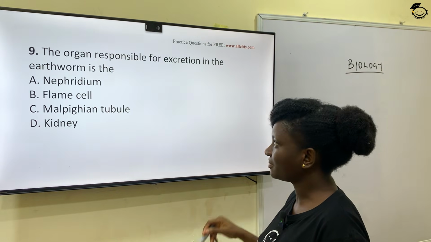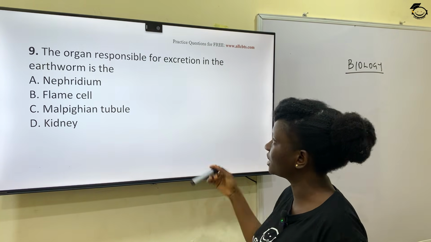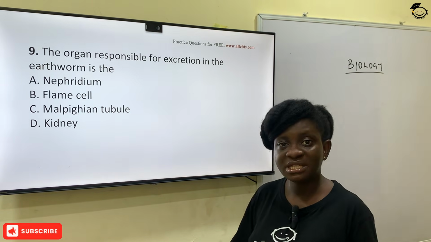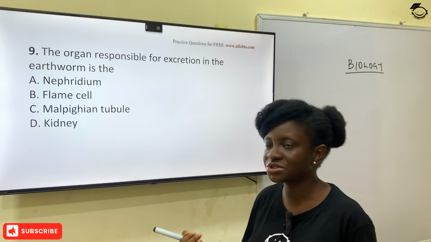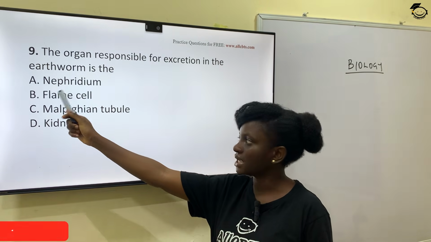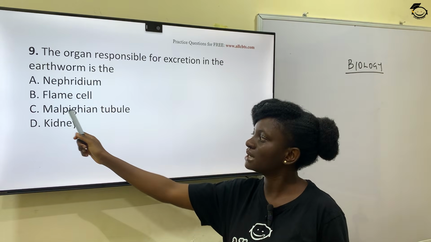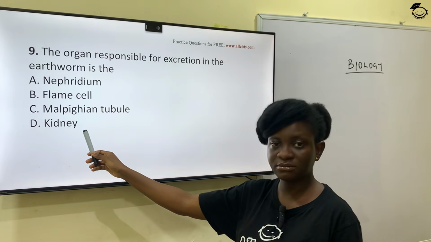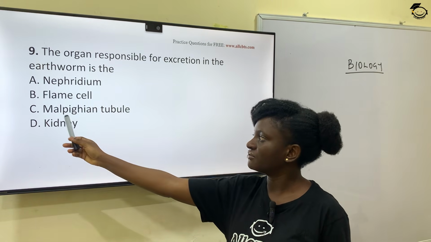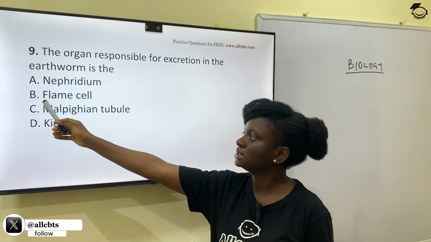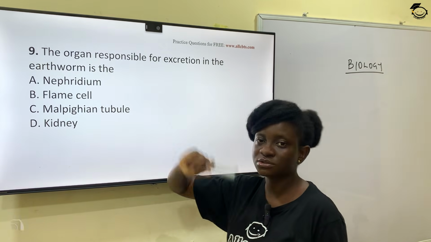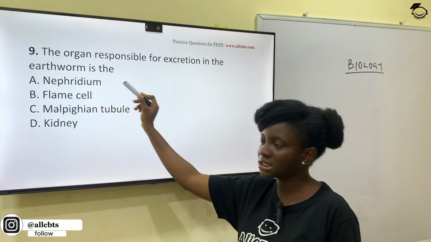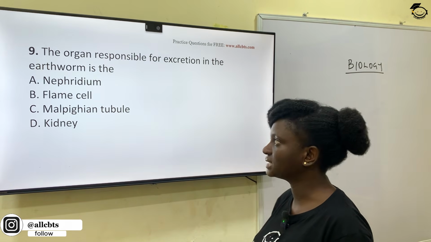Question 9. Which organ is mainly responsible for excretion in earthworm? We have A, nephridium, B, flame cell, C, malpighian tubule, D, kidney. Kidney is mainly for humans, malpighian tubule for insects, and flame cell for flatworm. So the correct answer here is the nephridium. This is mainly responsible for excretion in earthworm. Option A is the correct answer.